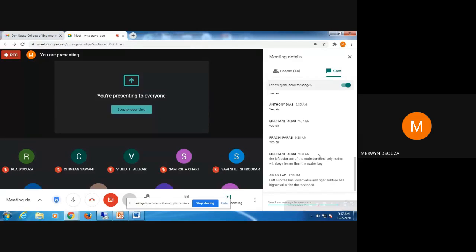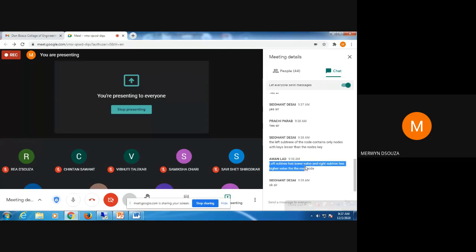Left subtree of the node contains only nodes with keys lesser than the node's key. Yeah, Siddhant, write it like this. Left subtree has lower value than the parent and the right subtree has higher value than the parent. Okay, so this is your binary search tree.